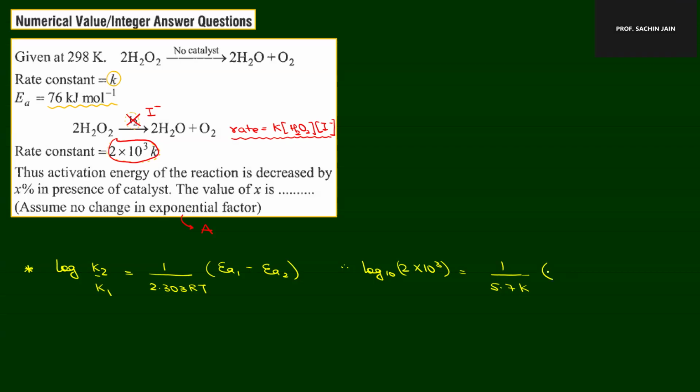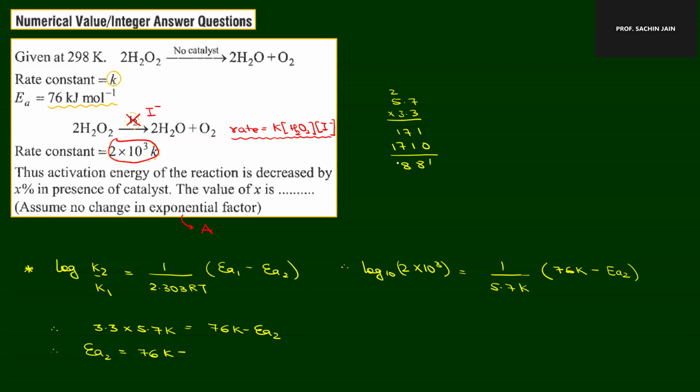And EA1 is which value? 76 kilo. Minus EA2 is to be found, ना? समझा? ये K2 के corresponding EA2 है, K1 के corresponding EA1 है. I hope that is very clear. Yes. Now a simple calculation. Log 2 into 10 raised to 3 will be 3.3. 3.3 and 5.7 इधर ले लेते तो 5.7 kilo will be equal to 76 kilo minus EA2. So EA2 will be equal to 76 kilo minus 5.7 into 3.3, which is 18.81.